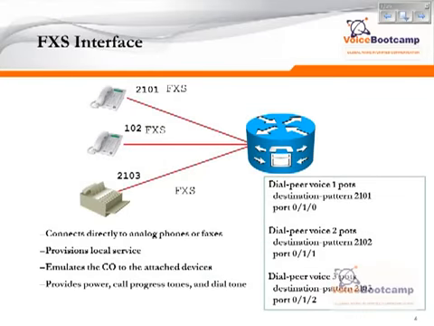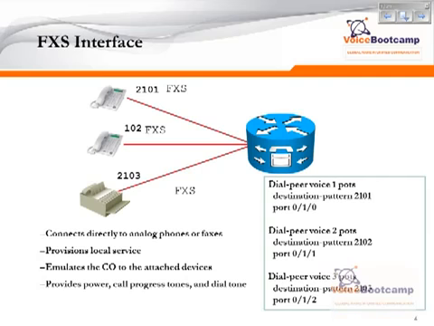An FXS interface allows a Cisco router to connect to an endpoint, such as an analog phone, using an RJ11 cable, which connects directly to an analog phone, fax machine, or modem. In this case, the Cisco router provisions local services such as assigning an extension to the phone, providing dial tone, and providing call progress tones such as ringing and ringback. So it basically acts as a central office.